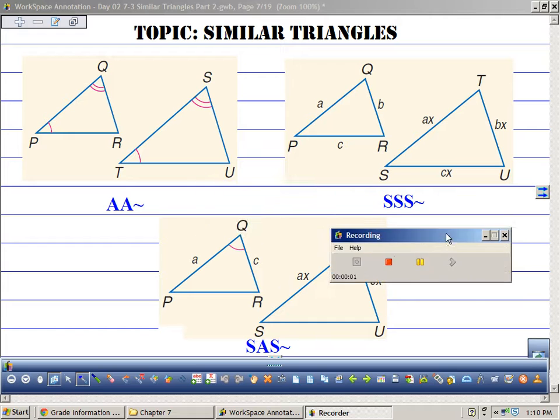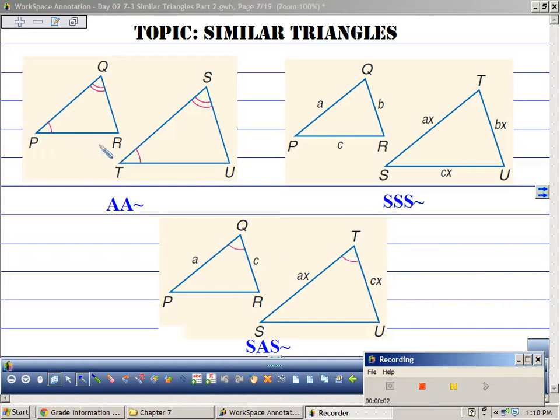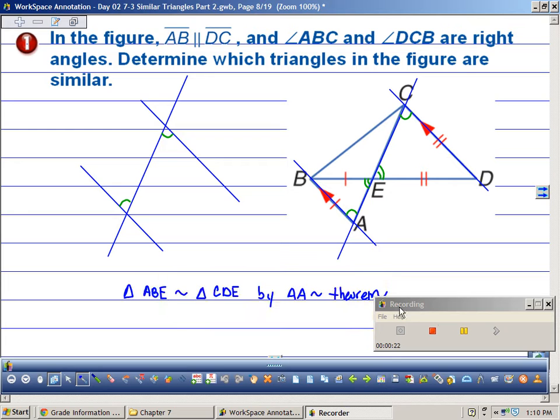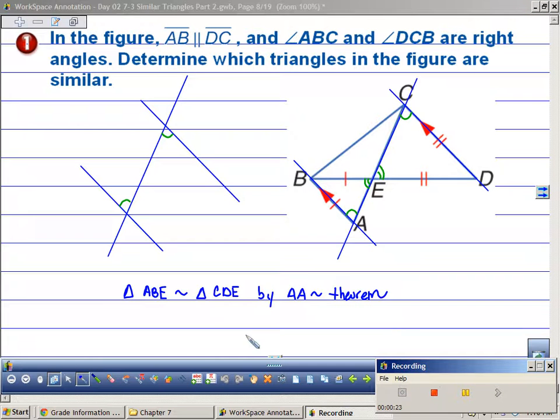So yesterday we discussed similar triangles. These two triangles are similar by the angle-angle similarity theorem. These two triangles are similar by the side-side-side similarity theorem. And these two triangles are side-angle-side. So let's continue on with that discussion. I'm just going over what we already did.